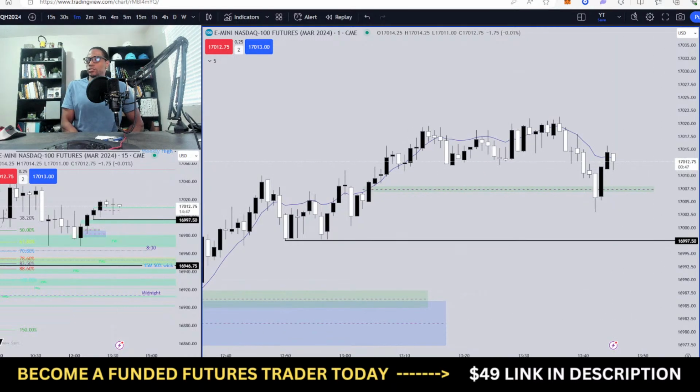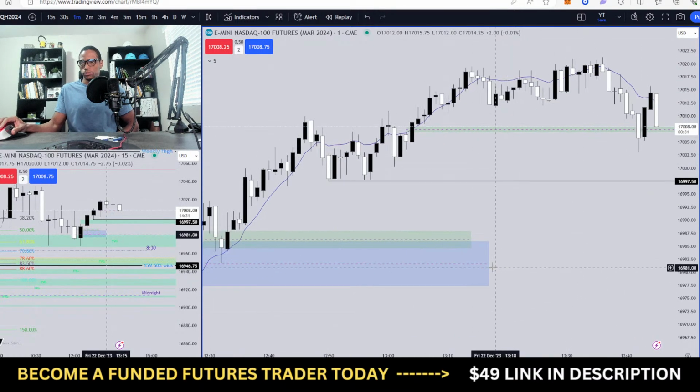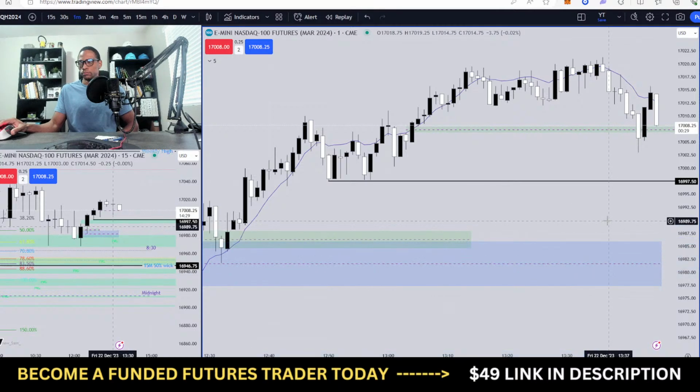Okay, let's see if price wants to reclaim those levels that it had for 20 minutes or so before crashing down. If it doesn't want to reclaim those levels, then we'll see this low swept. We'll then see that line down at 16,997 tested as well, and then we're going to be back down into the breaker block again.